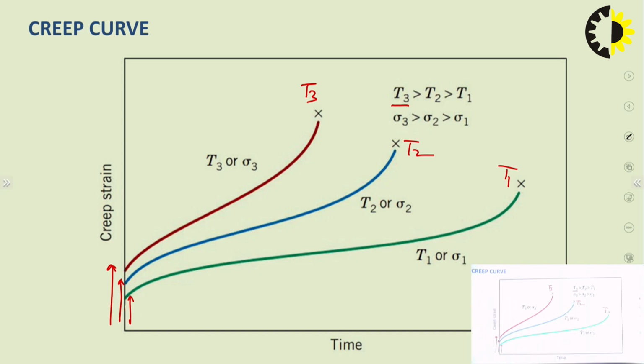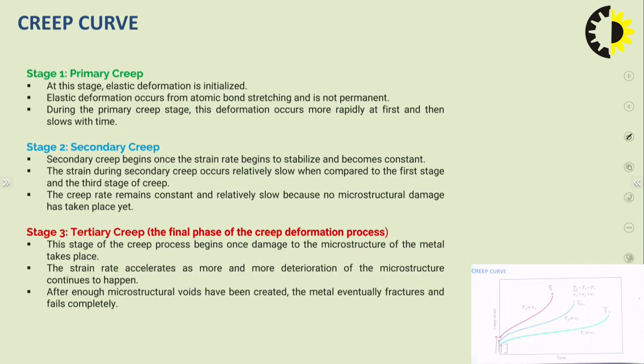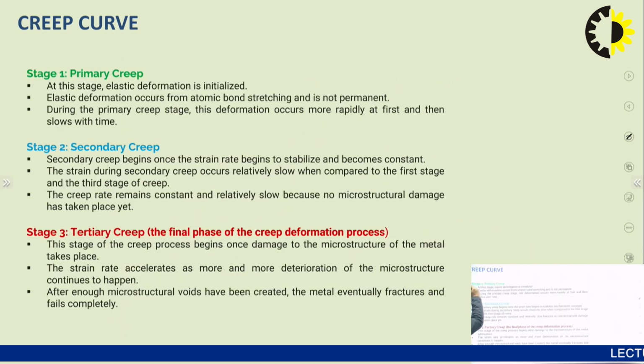So we can conclude this: if we are dealing with any material at lower temperatures, this particular zone will be very little, and if we are dealing with any material at very high temperature, the curve starts at a very high level, and fracture will also happen at too early a stage. If temperature is low, we will get more secondary zone, a very large secondary zone. What are the primary, secondary and tertiary zones? You can see here one by one.